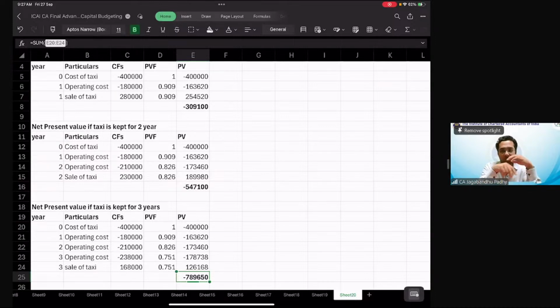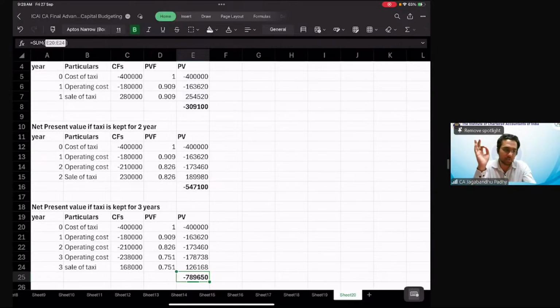Why can't we decide on the basis of these NPV numbers whether we should replace it in first year, second year, or third year? Why can't we decide? All are negative. Obviously, all the cash flows are going to be negative because we are considering only the cost. Inflow is constant. Whether you replace it in first year or second year or third year, every year inflow is going to be same.